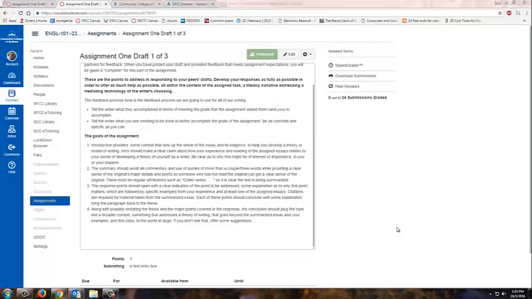Computer thing. So here's the 4 questions. Introduction provides a context that sets up the whole of the essay. The exigence, the assignment says, to help you develop a theory or model of writing. Should make a clear claim about how your experience and reading the assigned essays relates to your sense of developing a theory of yourself as a writer. Be clear as to why this might be of interest or importance to you or your readers. Then something on the summary, something on the response points, and then something on the conclusion. And so we hope to have all of those. So what did they do well with those, and what might they do better as you see it? Just give honest advice and you'll be okay.